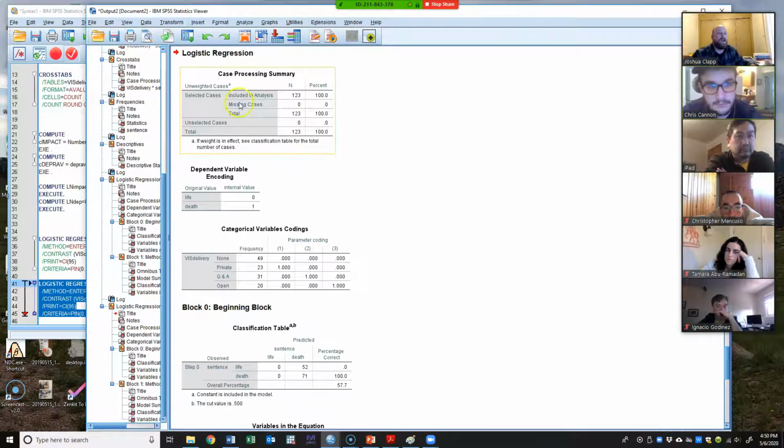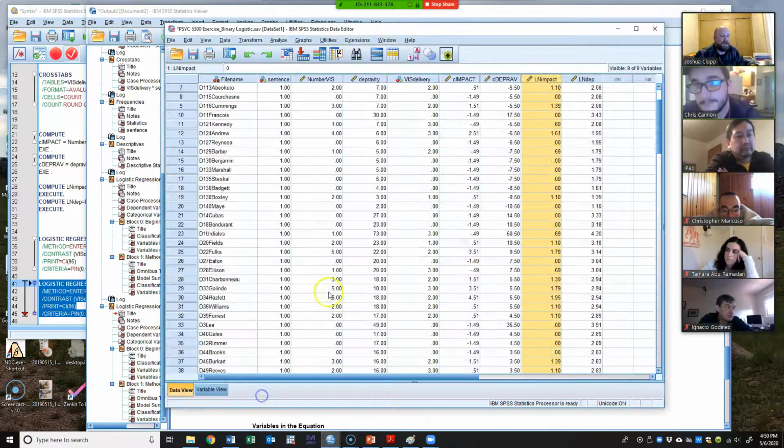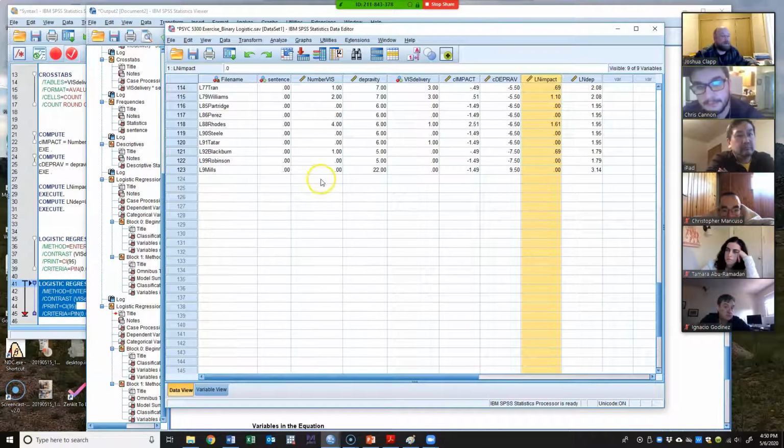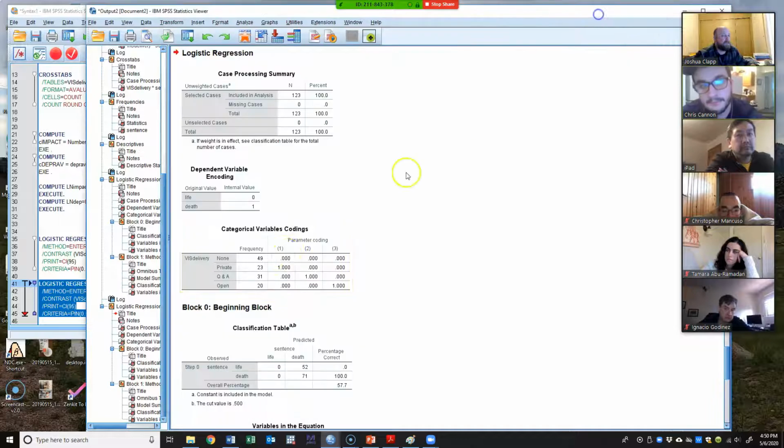So here we see, in terms of my model that I'm wanting to take a look at, looks like I have 123 cases in my model, which is good because I have 123 cases in my data. Makes sense to me, right? Always important. Remember that the interpretation of your odds ratios, you always need to know what your reference group is. Here, it's telling me that life is coded as 0, death is coded as 1. Looks like with the way I've got this coded, death sentence is my criterion, life sentence is the reference group.